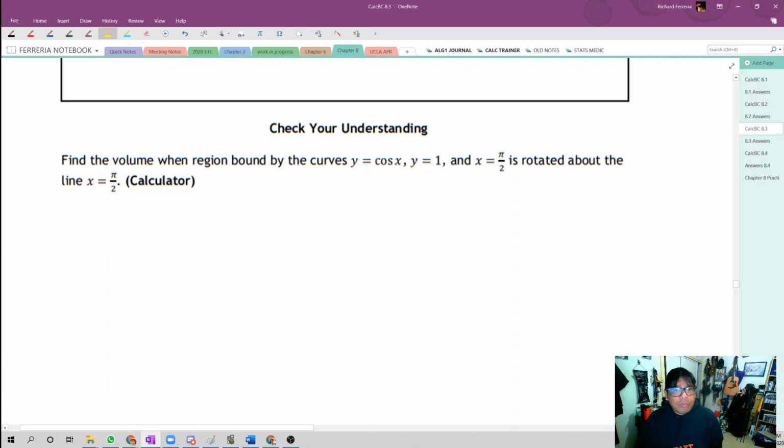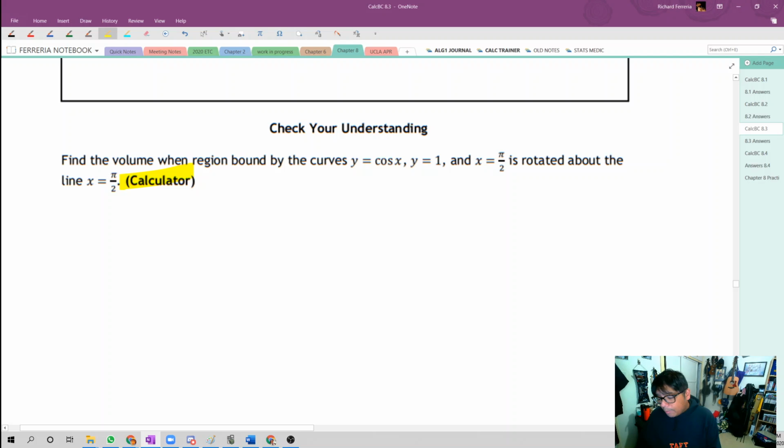Okay, reading through this, check your understanding, the word calculator jumps out at me. So we're going to use our calculator liberally here. We are to find the volume of the region bound by the curves y equals cosine x, y equals 1, and x equals pi over 2 is rotated around the line x equals pi over 2.